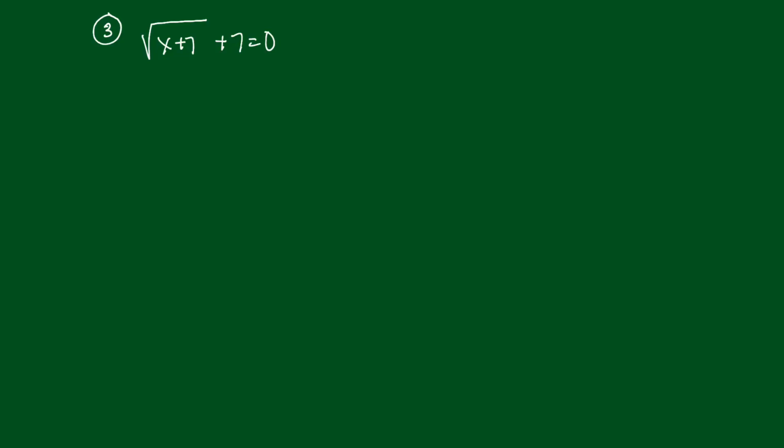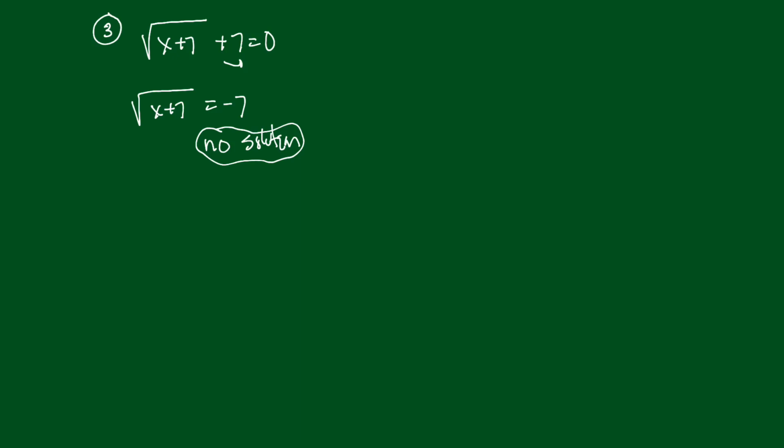Let's isolate this radical. So I'm going to subtract 7 from each side. So I'll get the square root of x plus 7 equals negative 7. Now notice, something's up here. I've got a square root being a negative number. All right, that's just not going to happen. So right away, I can just write no solution right here. But if you don't see it, let's go ahead and square it out.